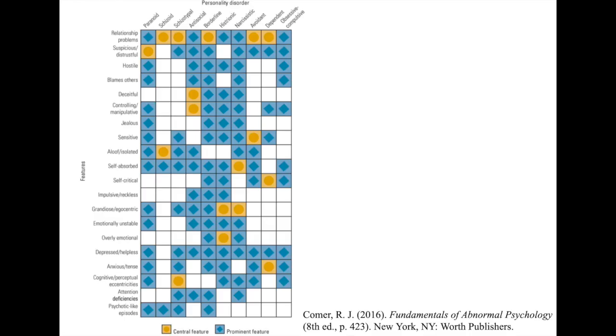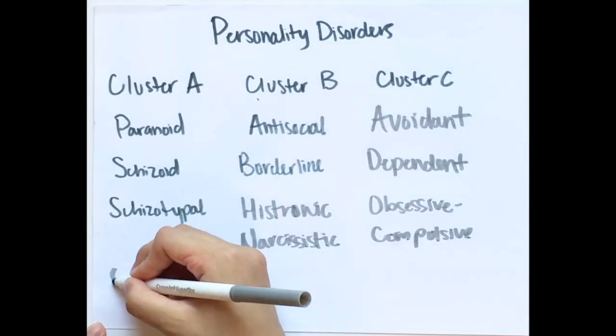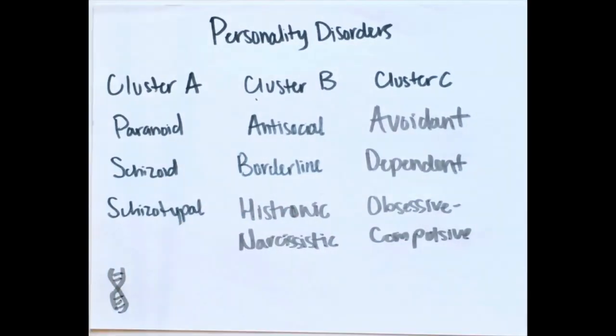Here are some symptoms which characterize each personality disorder. Notice that there are some overlaps between each personality disorder. Genetics can be a predisposing cause, which precedes the disorder and makes one more susceptible. You may inherit a certain personality trait from your parents.